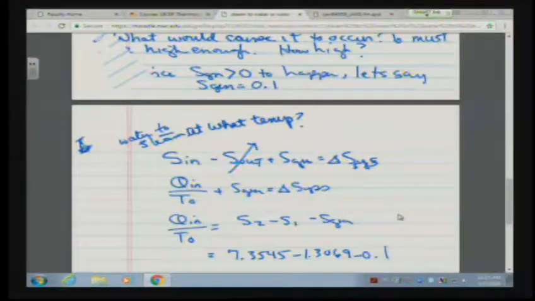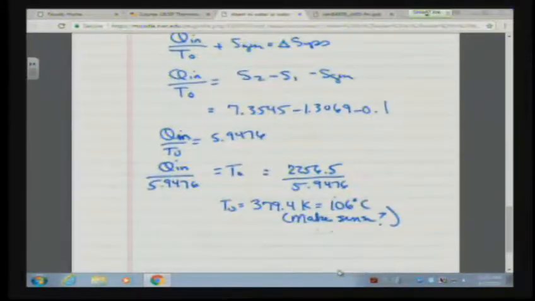So if now you say, well, let's call S generated equal to 0, or just a little tiny bit above 0, because we need to generate just a hair of entropy by this process, what does our temperature have to be? Turns out 106 degrees centigrade. And that makes sense, doesn't it? In other words, we have to be slightly above the boiling temperature of water in order for the water to boil. We already knew that. But now we know it mathematically, and we can do it for processes that we don't know which way they're going to go.